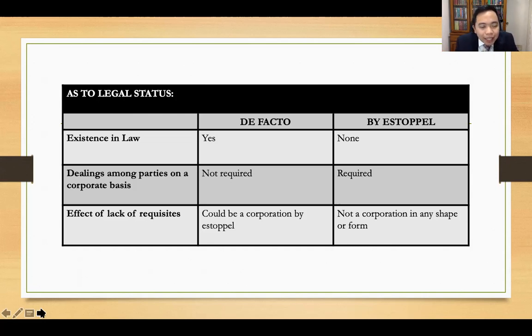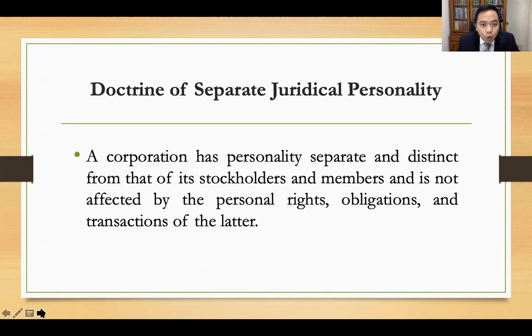Okay. Dealings among parties on a corporate basis is not required in a de facto corporation, but is required in a corporation by Estoppel. Lack of requisites could be a corporation by Estoppel. But a corporation by Estoppel is not a corporation in any shape or form.